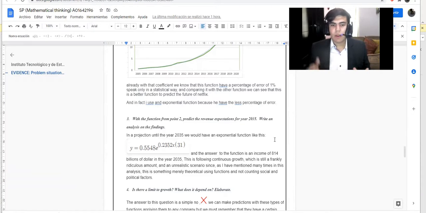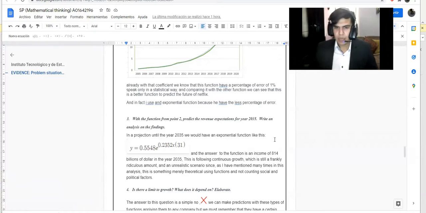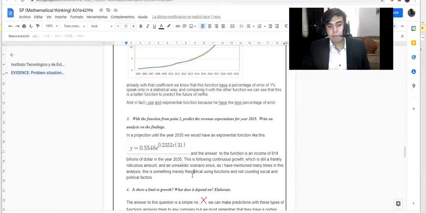This is following continuous growth, which is frankly a ridiculous amount and unrealistic from a company of this style. As I have mentioned many times in this analysis, this is only merely theoretical, using functions and statistics and not counting social and political factors.